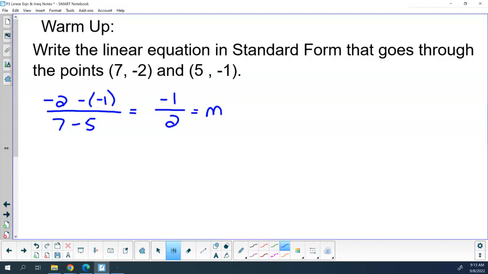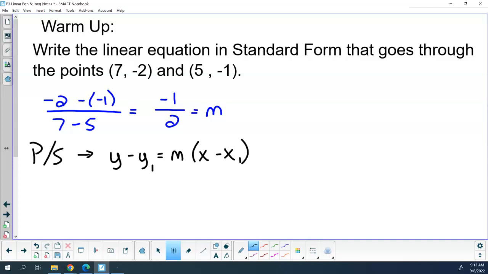Second thing that I've got to do. Got my slope. I've got 2 points. What should I probably use? Got the slope, got 2 points, should probably use point slope form. Point slope form, remember, is y minus y sub 1 equals m times the quantity x minus x sub 1. Right? Which point do you want to use, left or right? Does it matter? No, it doesn't matter at all. Pick one. Left. We've got left up here.